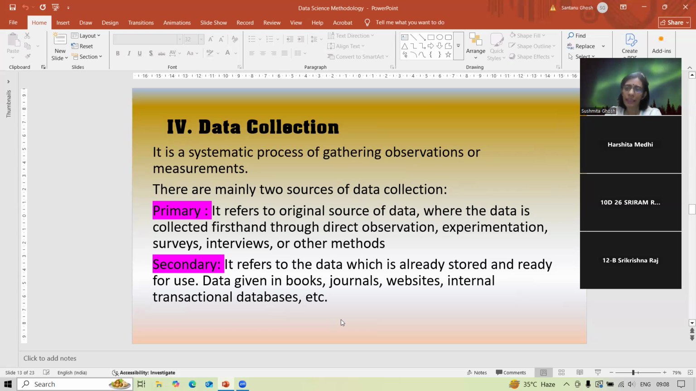Okay. Secondary is basically where data is already there on websites, journals, databases. You picked up old data, the whole of it. Given databases, that this is our data of the last 20 years, you picked that up and extracted from it whatever you want. Those are secondary sources, right?